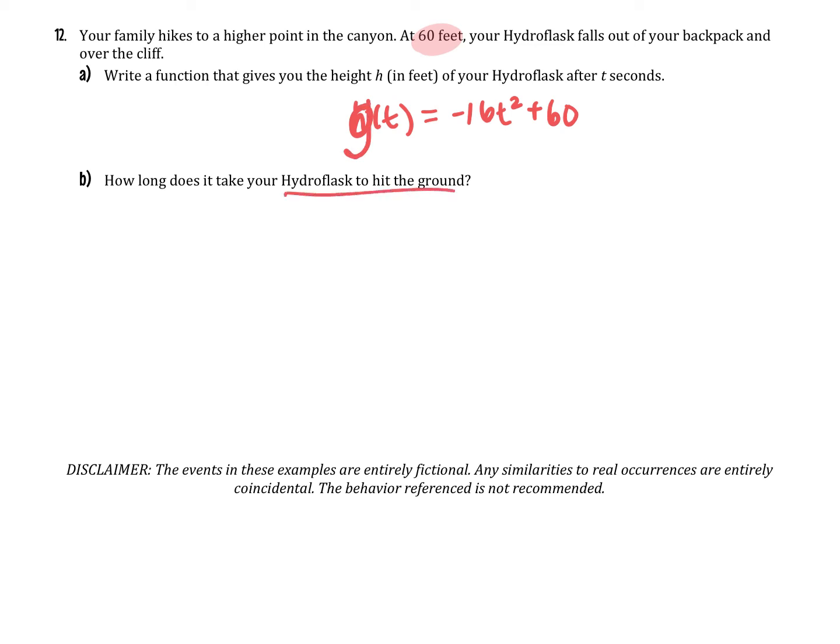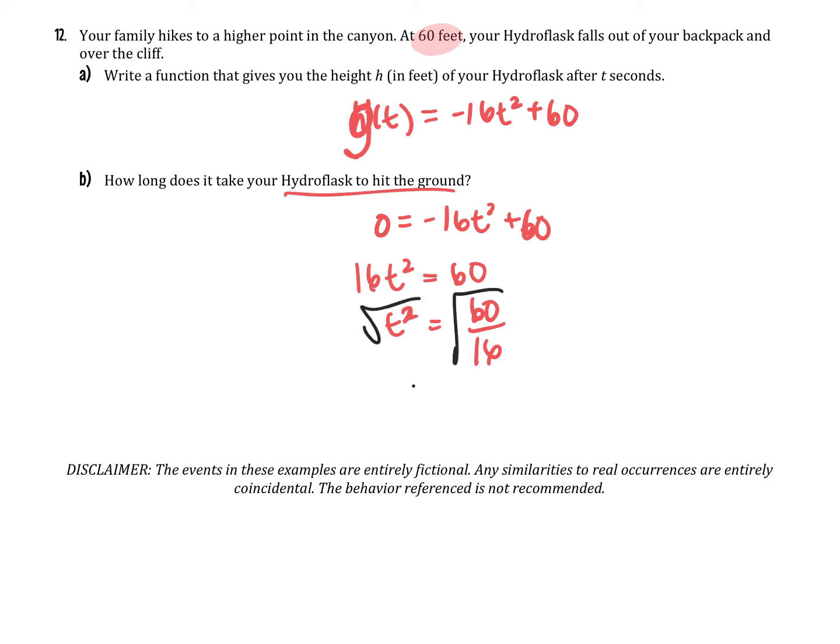How long does it take your hydro flask to hit the ground? So go ahead and pause the video and work through this one on your own and then unpause the video and see how you did. So again, we want to know when it hits the ground, so when the height of the function is 0. So that's going to give us 16t squared equals 60. And if we divide both sides by 16, and since I know how to square root 16, I'm actually not going to simplify my fraction just yet. I'm going to go ahead and take the square root of both sides. So t equals plus or minus the square root of 60 over 4.